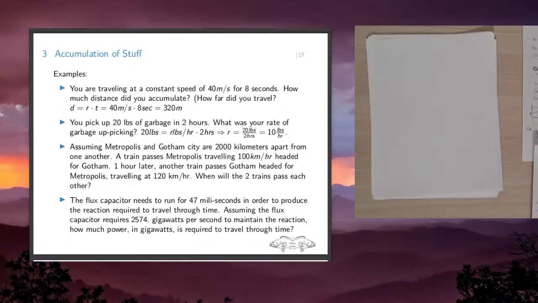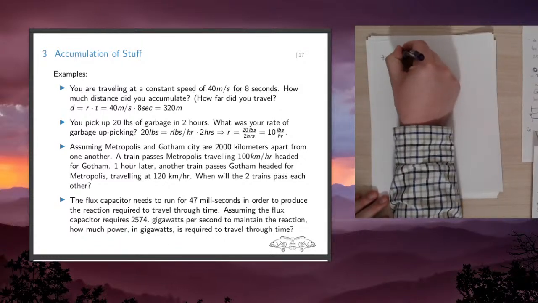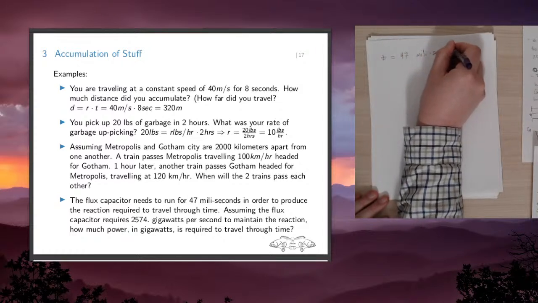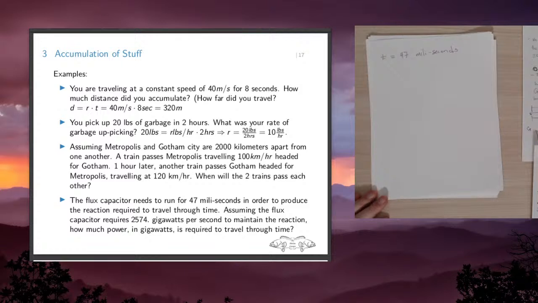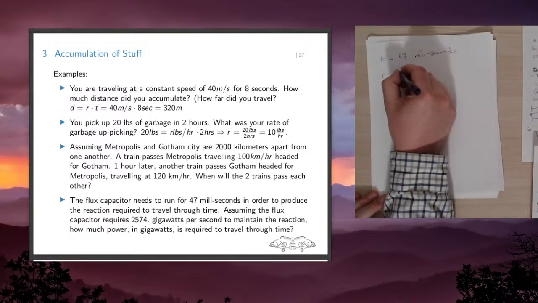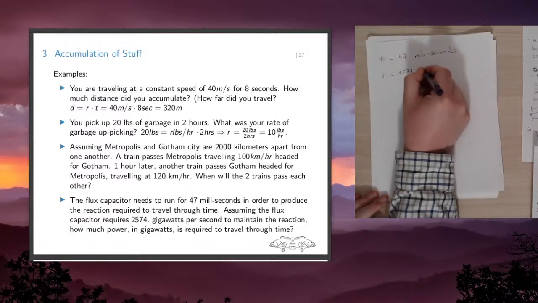Finally, this last one you might even know the answer just if you've ever seen Back to the Future, but let's assume you haven't. So here, we know that the time required is 47 milliseconds. And we know that the rate of power consumption is 2,574 gigawatts.